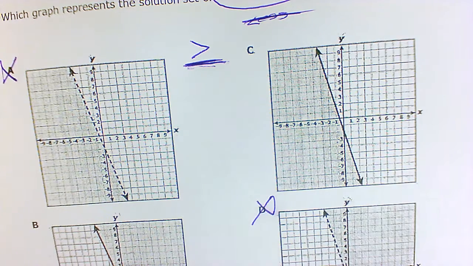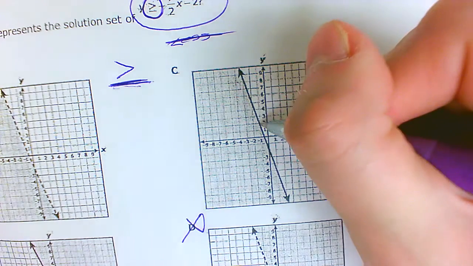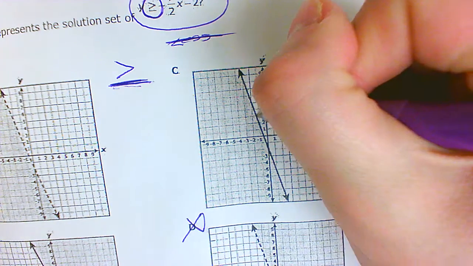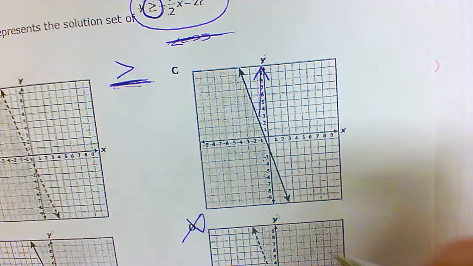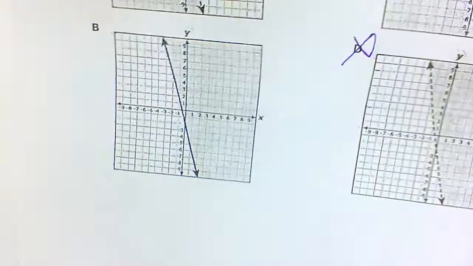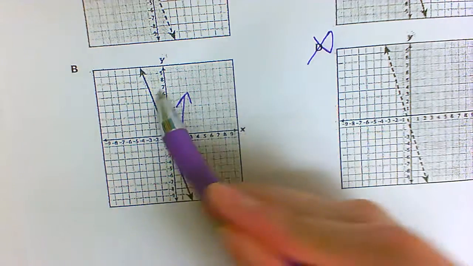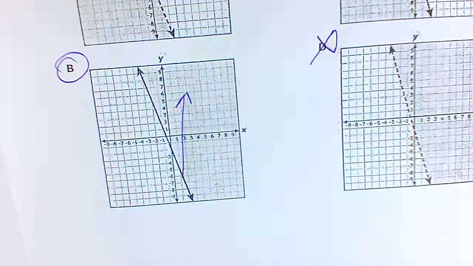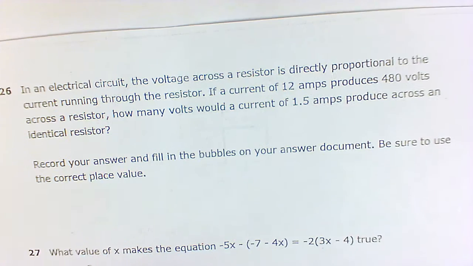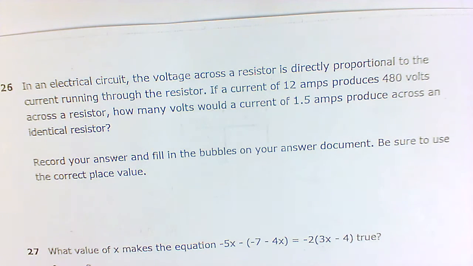Now it is a greater than symbol, which means we should shade up. So it doesn't matter what point you're on the line. If you point up and that's not in the shaded area, it's the wrong problem. When I look at this one, I pick a point, I shade up. I am in the shaded area, so that's my solution. 26. In an electrical circuit, the voltage across a resistor is directly proportional to the current running through the resistor.